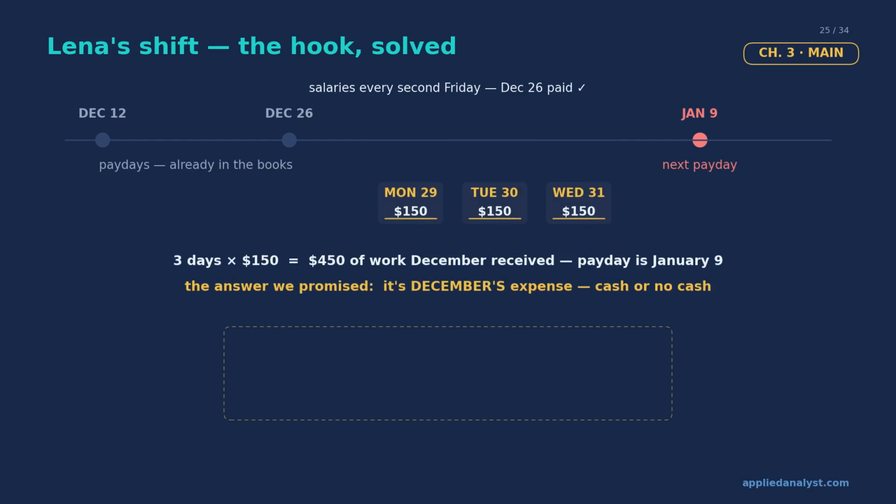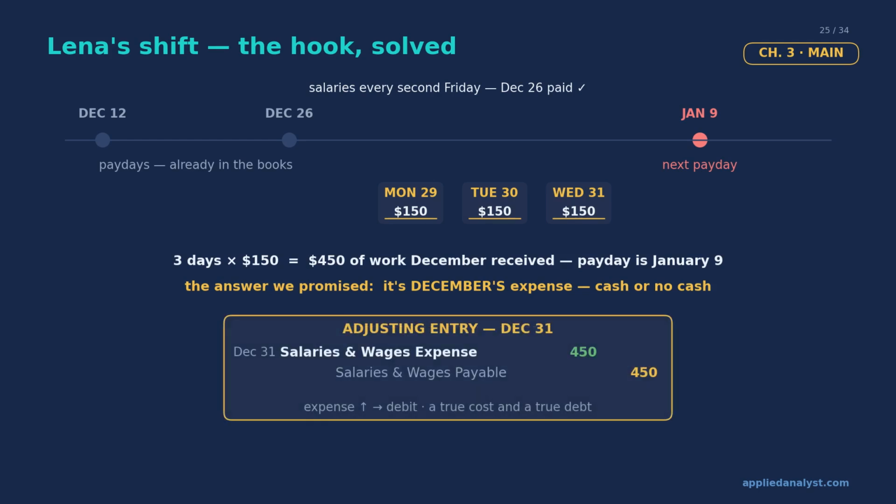So the answer we promised: it's December's expense, cash or no cash. December 31st. Adjusting entry, debit salaries and wages expense, $450. Credit salaries and wages payable, $450. December now carries its true cost and a true debt. The books tell the truth, even about a paycheck that hasn't happened yet.